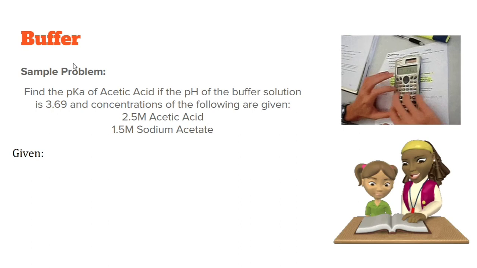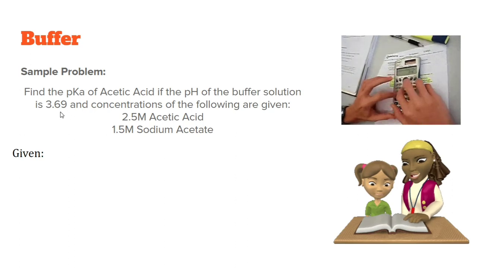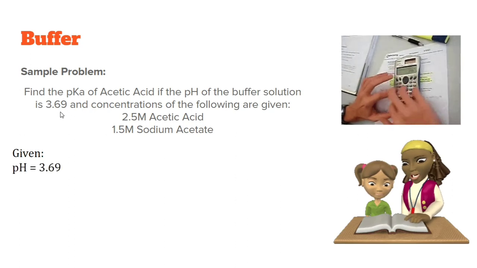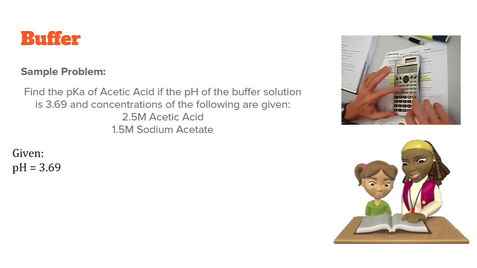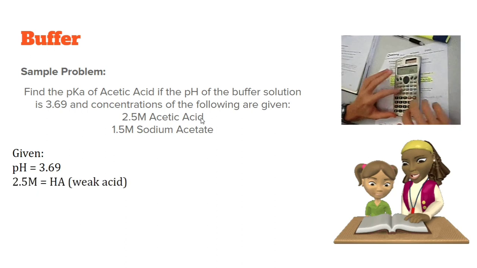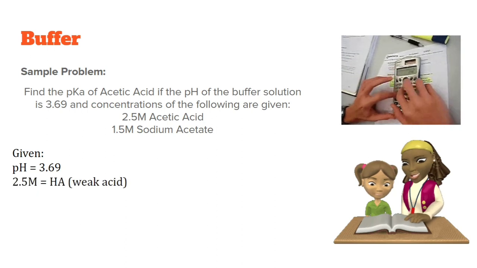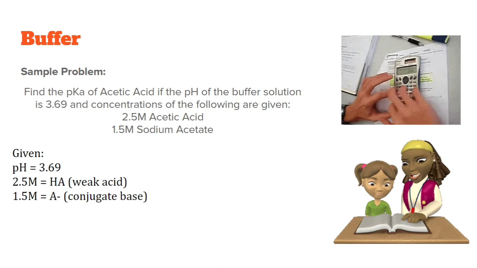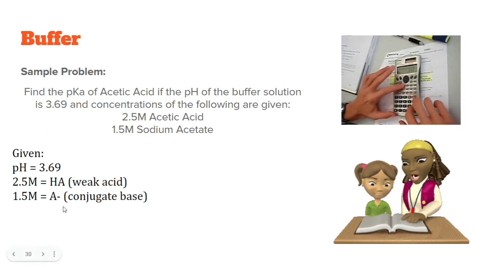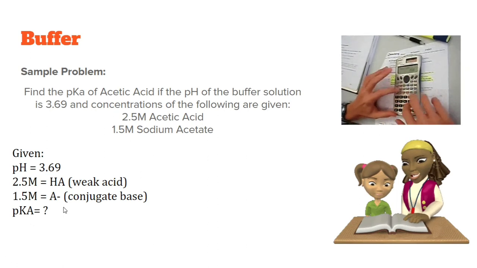So in this case, guys, you are actually looking for the pKa, okay? You're not looking for the pH because the pH is already given. So the given pH is 3.69, right? What is the weak acid and the conjugate base? Acetic acid is your weak acid, 2.5 molar. And the 1.5 molar sodium acetate is your conjugate base. Using these three givens, use the Henderson-Hasselbalch equation to calculate for the pKa.